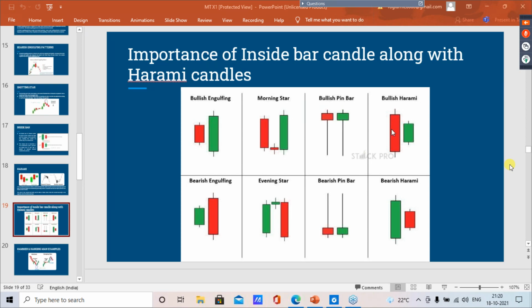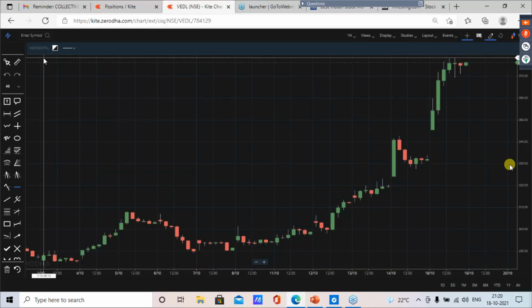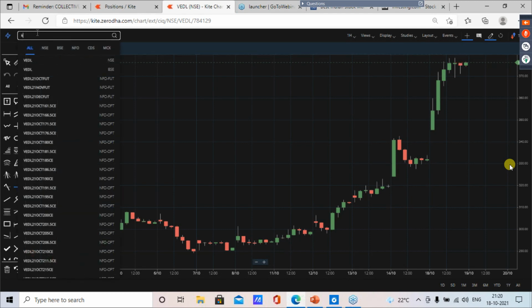But when it comes to bullish Harami, the color code is important. For a bullish Harami to happen, there should be a bigger red candle and a smaller green candle. The first condition to be satisfied to call it a bullish Harami is that it should be an inside bar, the first point. After that, color coding is vital. Okay, I'll show you one example. I'll take Kotak.